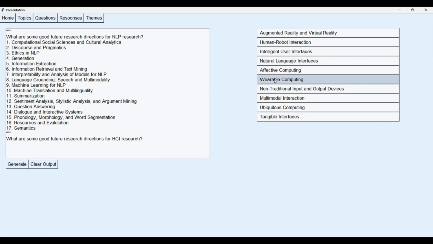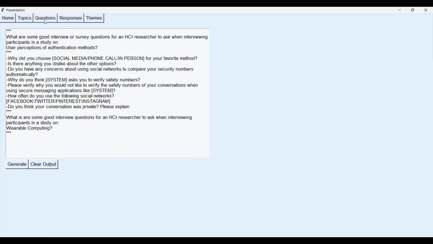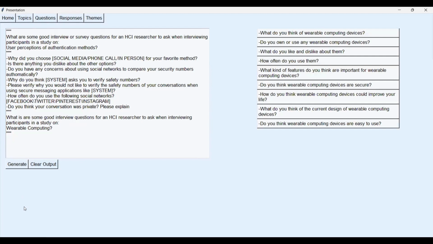So here we'll choose this one, wearable computing. And then we can also modify the prompt to ask GPT-3 to generate questions that we could ask in an interview related to wearable computing. So if we look here, what kind of features do you think are important for wearable computing devices? Do you think wearable computing devices are secure? These are all related to that topic.